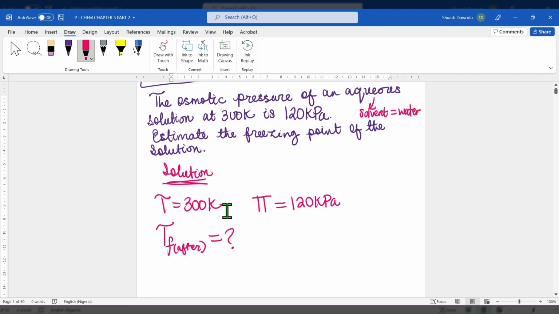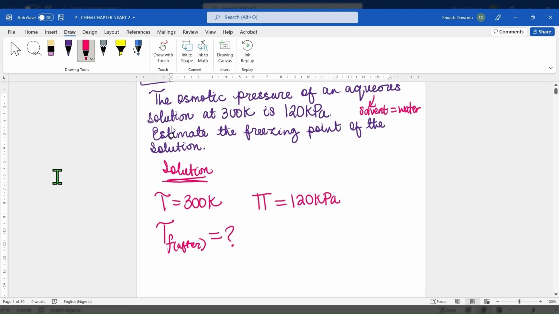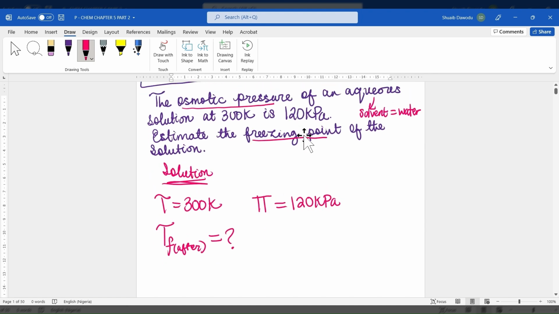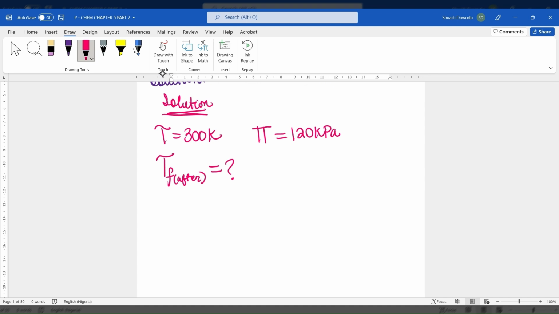Now, this question has told us two major keywords: osmotic pressure as well as freezing point. Anytime you hear osmotic pressure and freezing point, you have two major formulas that you're going to be using in a question like this. They first told us about osmotic pressure and then freezing point, so I'm going to first write the formula for osmotic pressure.